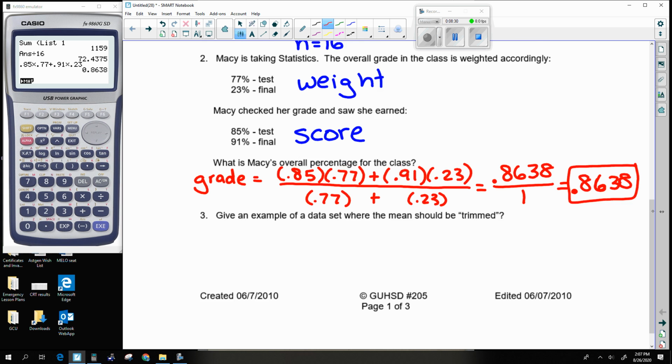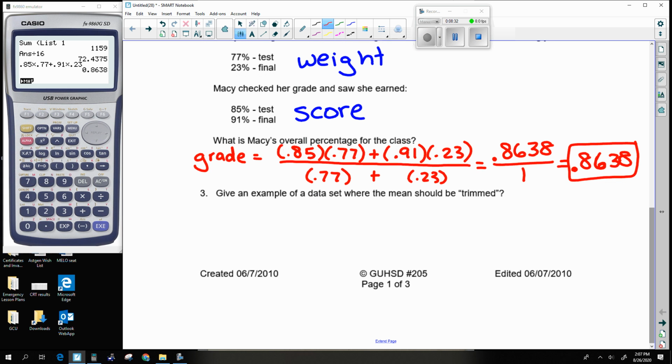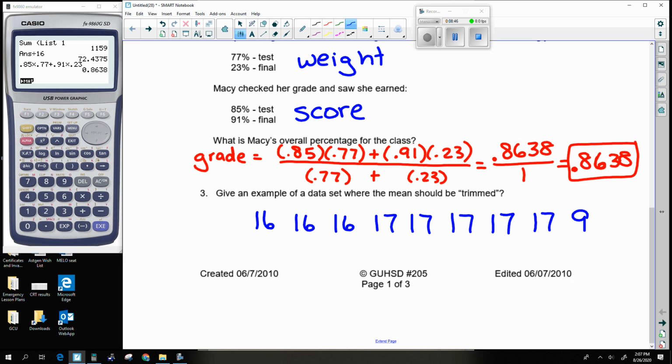Number 3, give a data set that would be trimmed. Data set that would be trimmed. And so this is when I think of a typical class. Make it a substantial size, and then make one random weird number. Don't make too many random weird numbers. Just make one number that is completely off the charts.